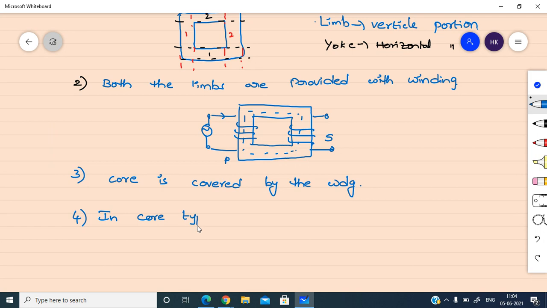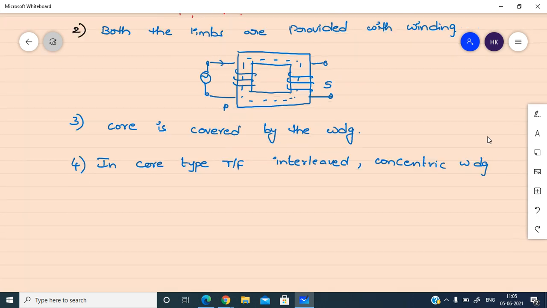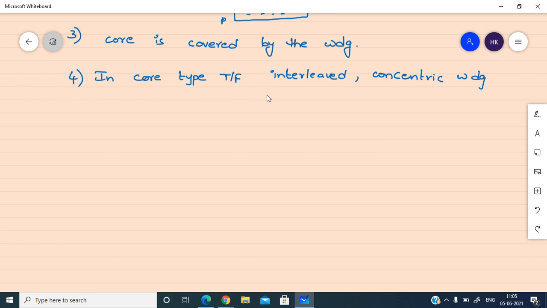In core type transformer, interleaved and concentric winding. So this type of winding is used in the core type transformer. So these are some of the points about this core type transformer. Now let us see what is this interleaved winding and concentric winding.